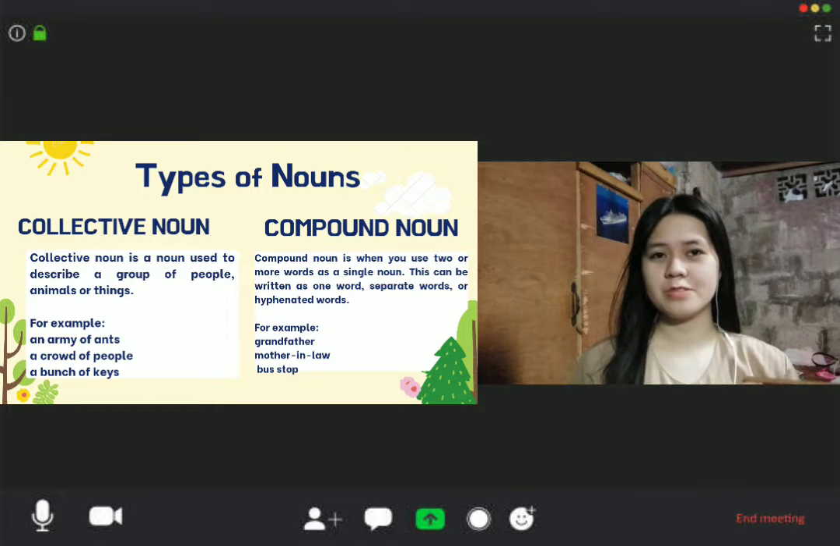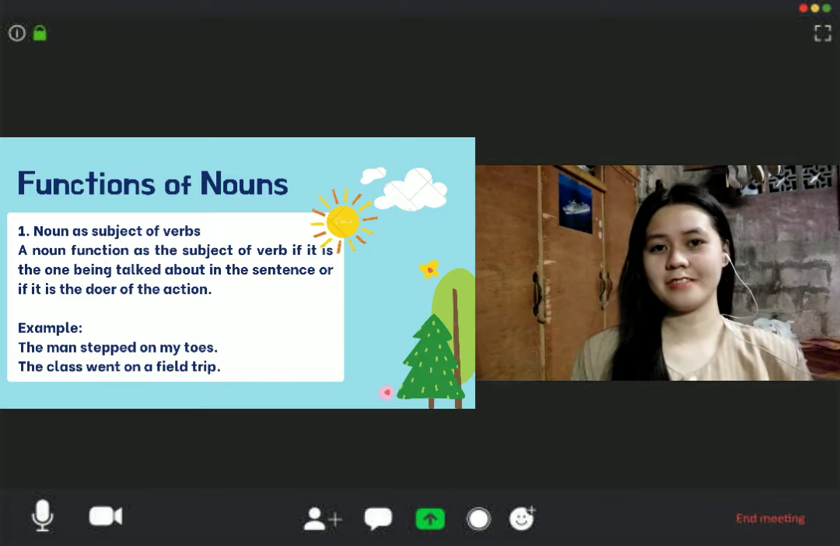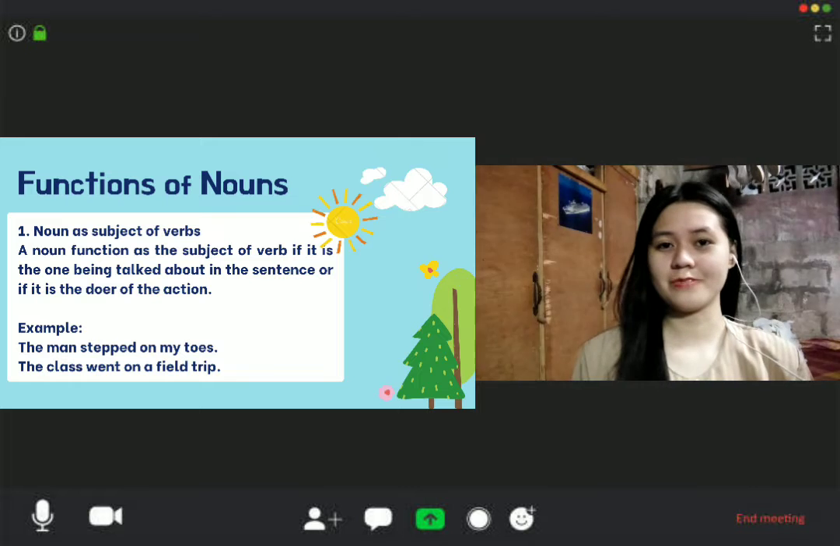A compound noun is when you use two or more words as a single noun. This can be written as one word, separate nouns, or hyphenated words. For example, mother-in-law, bus stop, grandfather, etc. So now that you already know the different types of nouns, we are now going to discuss the different functions of nouns. Nouns function in different ways.